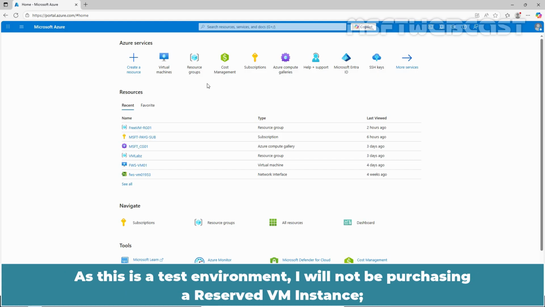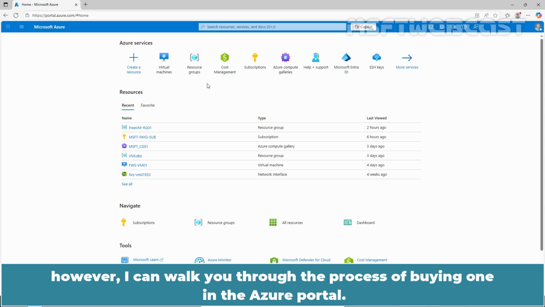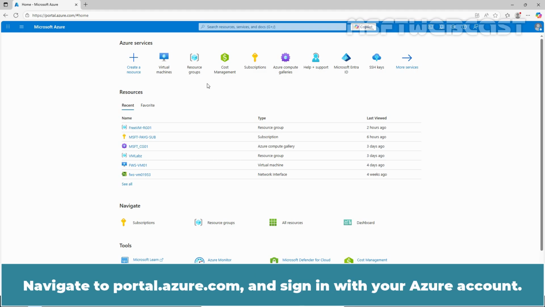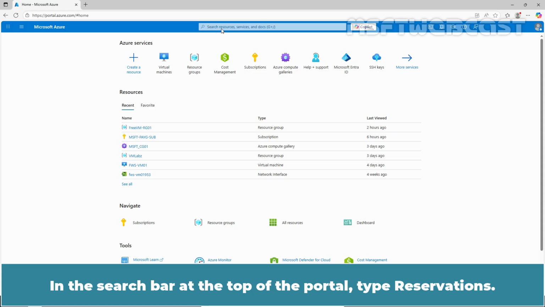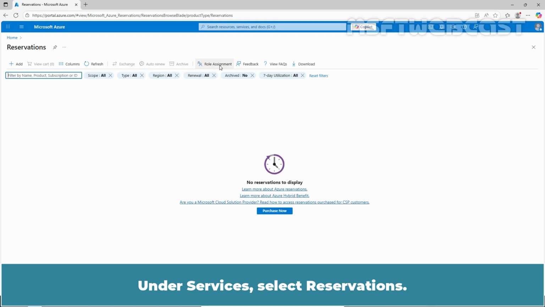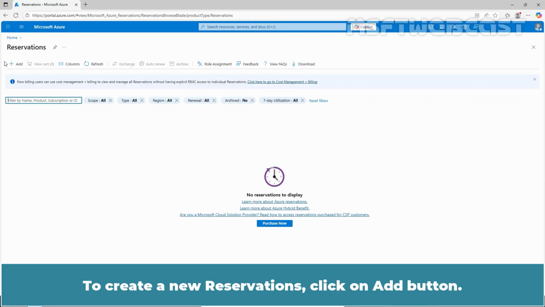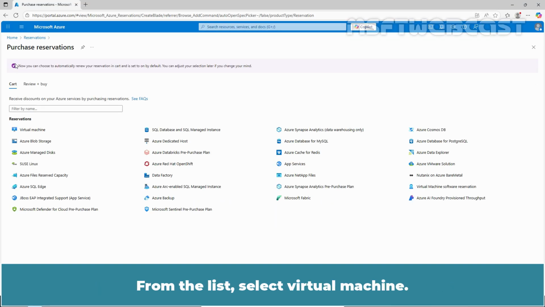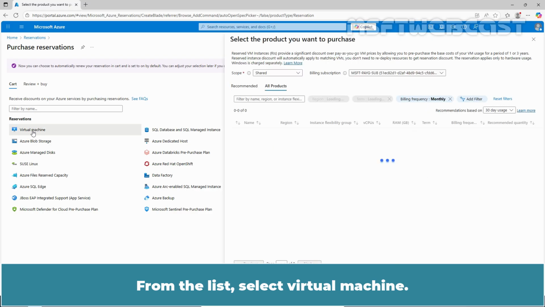As this is a test environment, I'll not be purchasing a reserved VM instance. However, I can walk you through the process of buying one in the Azure portal. Navigate to portal.azure.com and sign in with your Azure account. In the search bar at the top of the portal, type Reservations. Under Services, select Reservations. To create a new reservation, click on the Add button. From the list, select Virtual Machine.